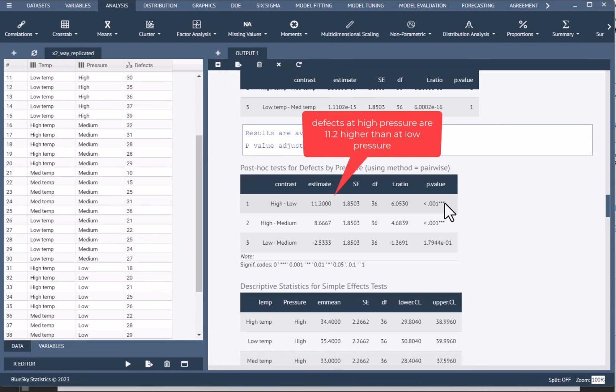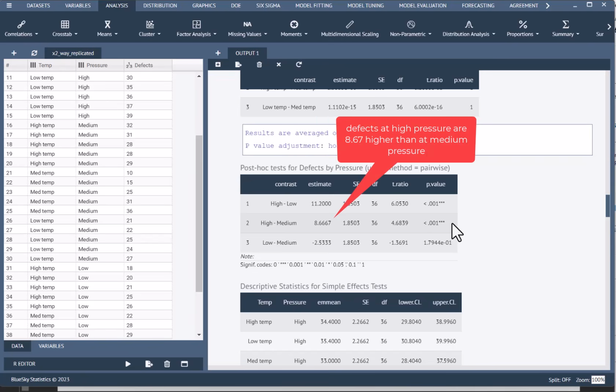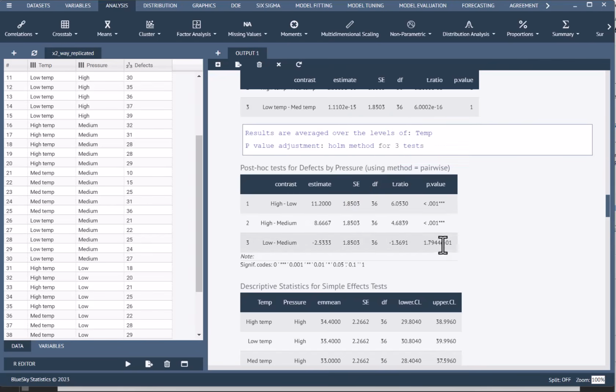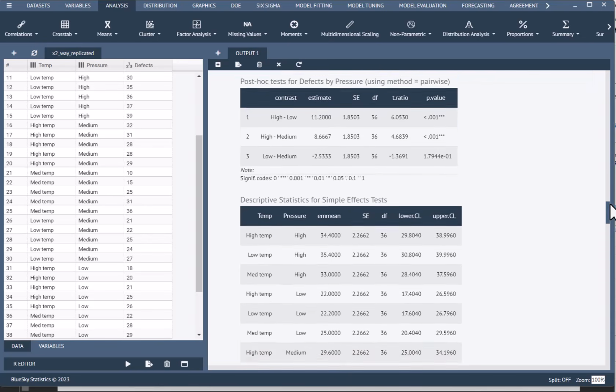High versus low is significantly different, so high and low are not the same. And high versus medium is statistically significant, so that contrast is also significant. Low versus medium gives you a p-value of 0.179, and that's greater than 0.05. So low versus medium is not a statistically significant difference.